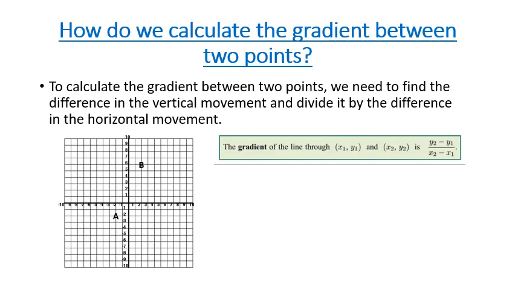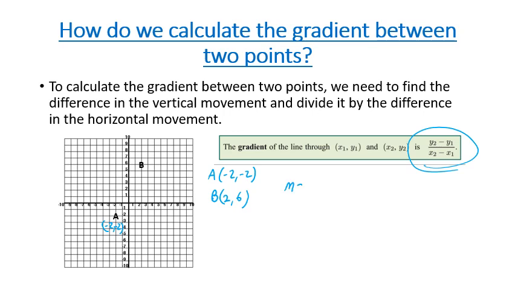Okay, so how do we calculate the gradient between two points? Well, this is kind of a bit of a refresher where we're going to use the gradient formula here, y2 take y1 over x2 take x1. And we're going to use the points A and B. Now, A is negative 2, negative 2, and B is 2, 6.